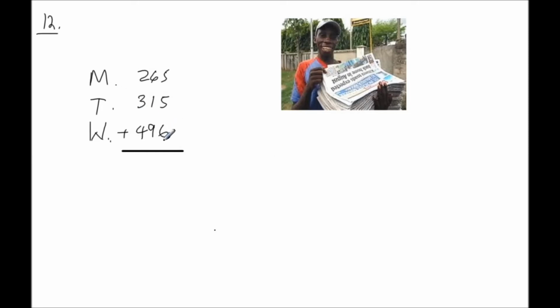So 5 and 5 would make 10, and 6 would be 16, carry 1. 9 and 1, 10, 10 and 6, 16 and 1, 17, put down 7, carry 1. And 4 and 3, 7, 7 and 2, 9 and 1, 10. Okay, so it will be 1076.